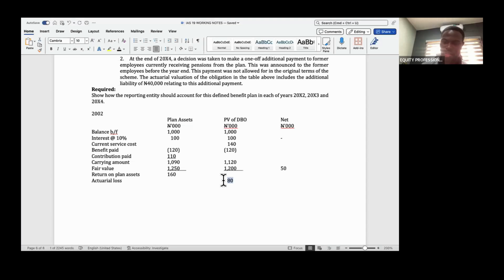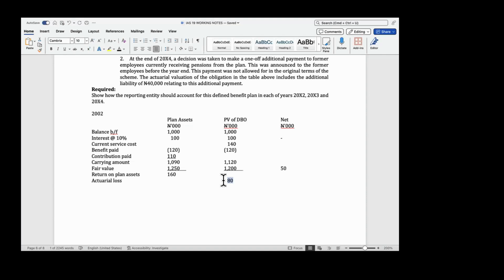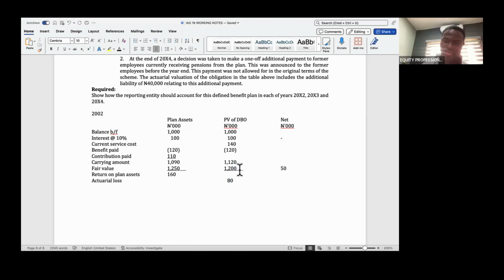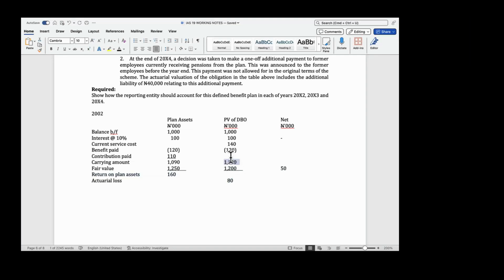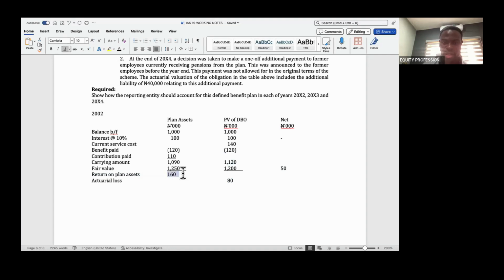But what I'm seeing here is 80, being the difference. It's 80, sir. Yeah, it's 80. I'm like, how did we get it? I'm confused. Oh, okay, 1,200 minus 120. Oh, thank you, sir. So it's just the same way we got this 160. It's 1,250 minus 1,090.